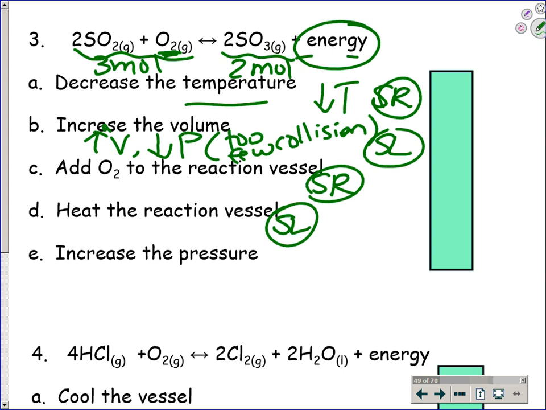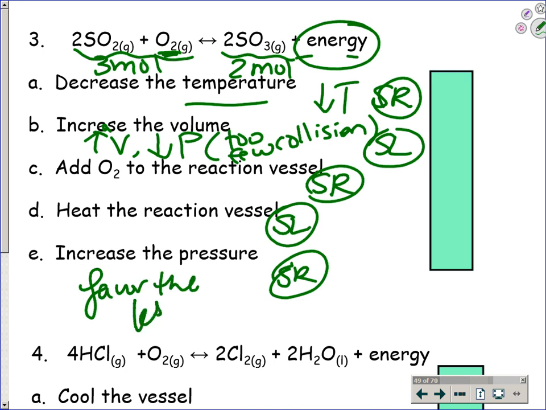Increasing pressure. And that's also the opposite of number B, because this was a situation where pressure would decrease. Increasing pressure, we are going to then favor the lesser moles, because lesser moles will fix the problem of too many collisions. All right, where are we at on out of 5?